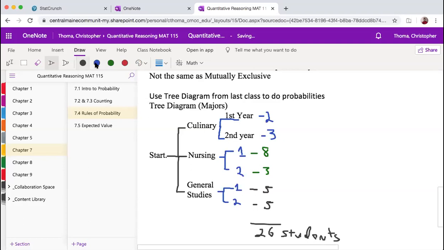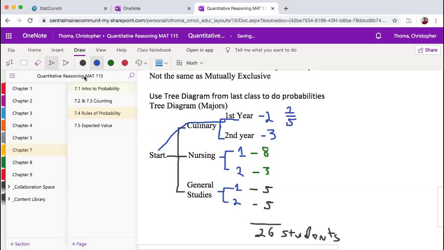Now, the way we read a tree, remember, this is where we start. So when I come up here and I go to this, it means I've gone through culinary. So this 2 actually is given I am a culinary student and I'm in my first year. So given I'm a culinary student, what is the probability I'm in my first year? That probability would actually be 2 over 5. Because it's not going to be over the total 26.